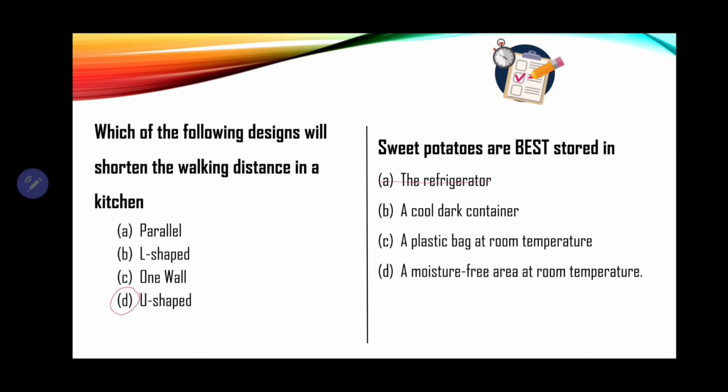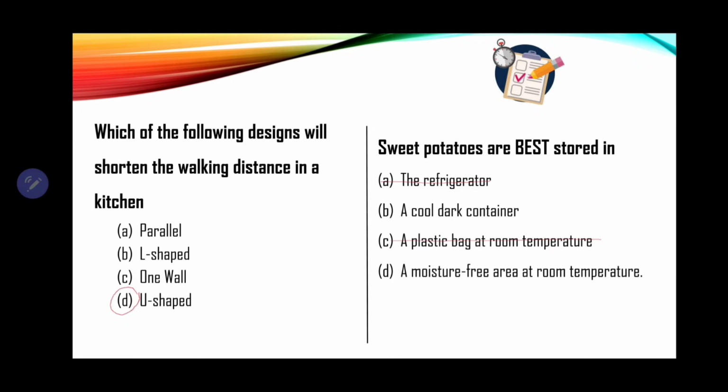The next one that we can eliminate is a plastic bag at room temperature, because in a plastic bag at room temperature, moisture will be introduced, and there is food from the potato, the nutrients, and also room temperature. Therefore, eventually the potatoes will spoil at a more rapid rate because those conditions are ideal.